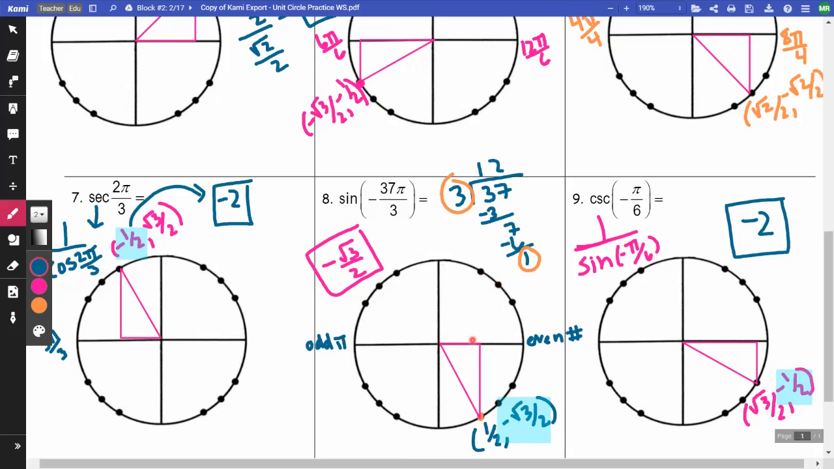And then your pi thirds, short, long, so 1/2, root 3 halves. This is 0, comma, 1. This is 1, comma, 0. These ones are all 1, 0 or 0, 1 all the way around. Okay, hopefully this is helpful.